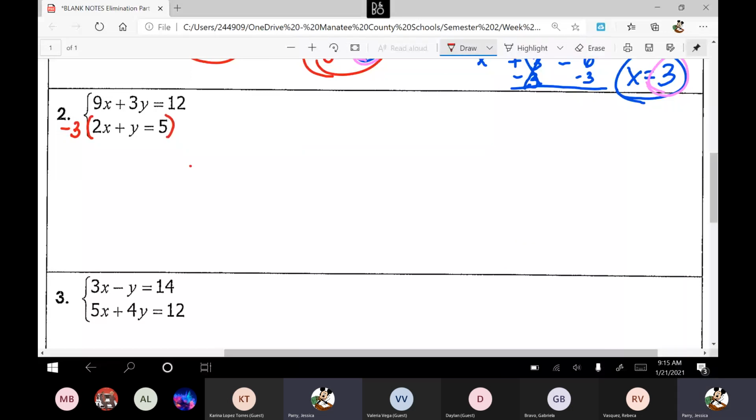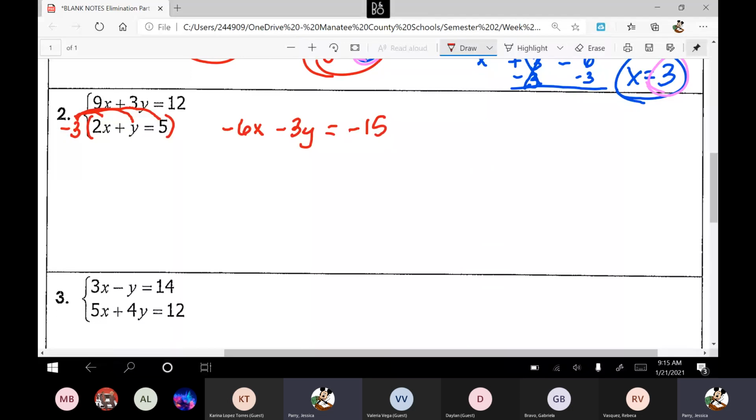Okay, let's go ahead and distribute. Our first jump, negative 3 times positive 2x is negative 6x. And then our second jump, negative 3 times positive y is negative 3y. And then our last jump, negative 3 times positive 5, we get negative 15.